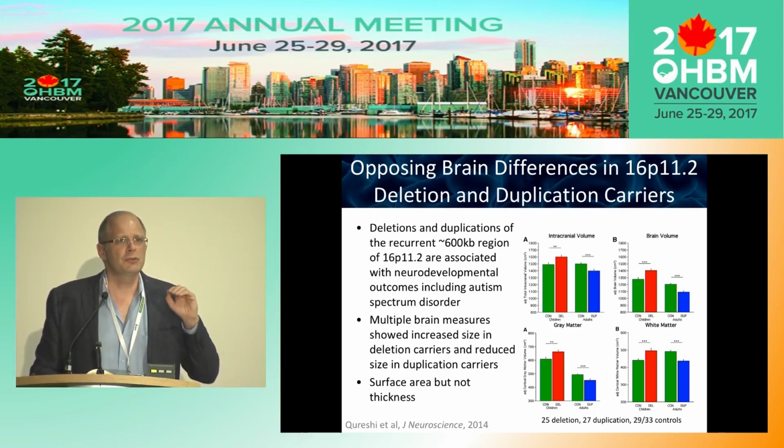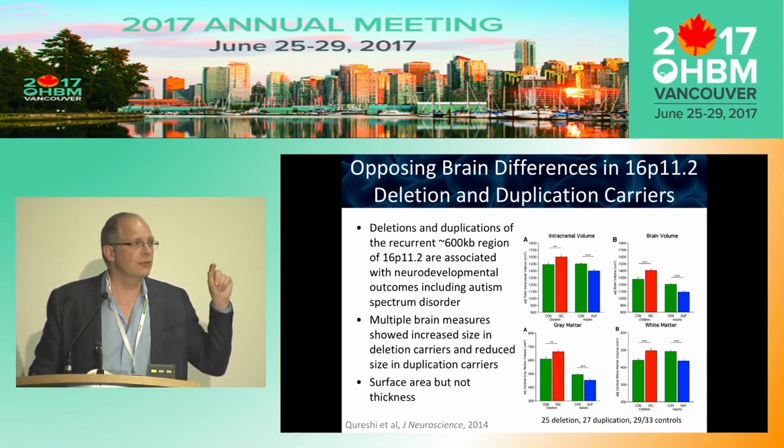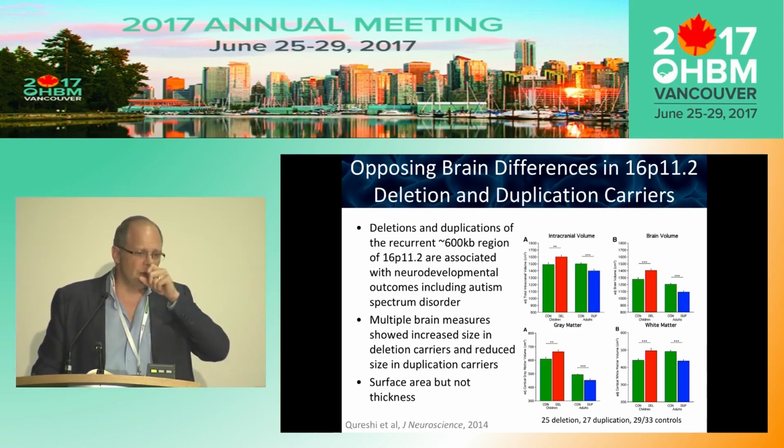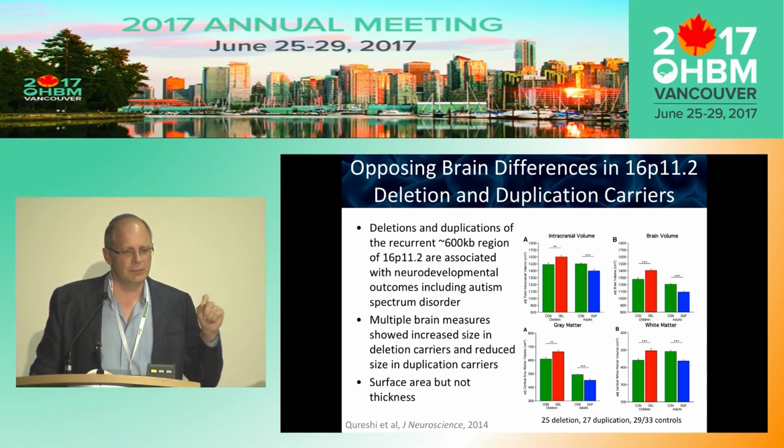And so the question was, if you look at one of those loci that's been associated with both schizophrenia and autism, the 16p11 locus, and you say, okay, if there are deletions and duplications in that region, do they have any influence on neuroanatomy?